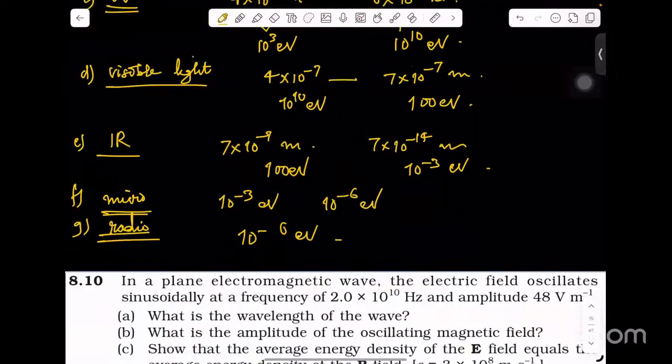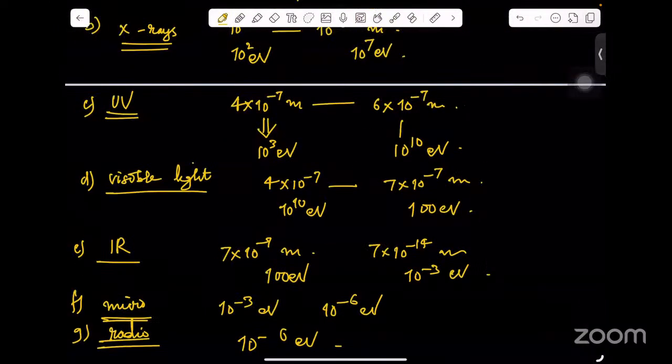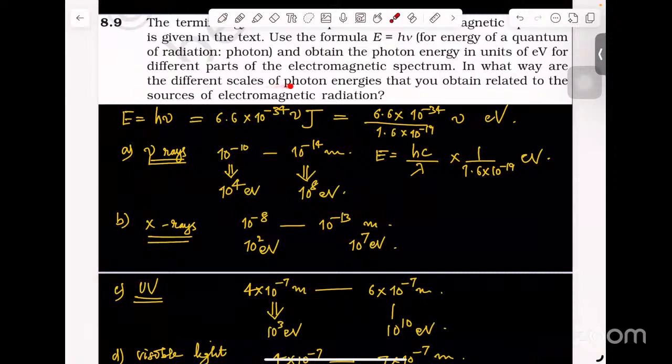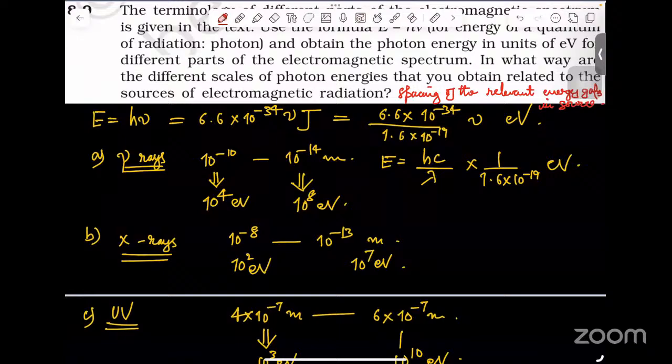Okay. And the photon energies for different parts of the spectrum of a source indicate the spacing of the relevant energy levels in the source. Okay, we had been asked in what way are the different scales of photon energies related to the sources? It refers to the spacing of the relevant energy gaps in the source. Okay. So this is the answer to this question.